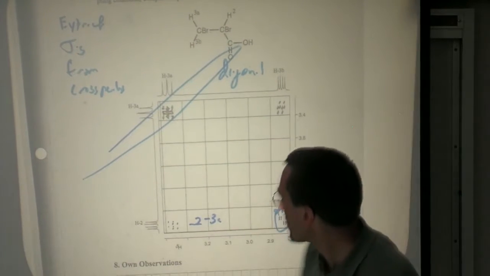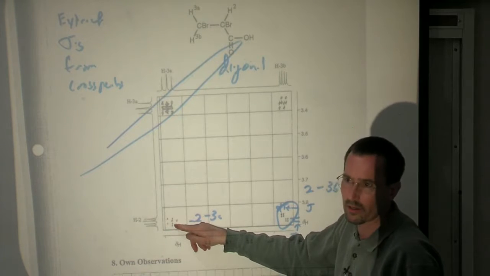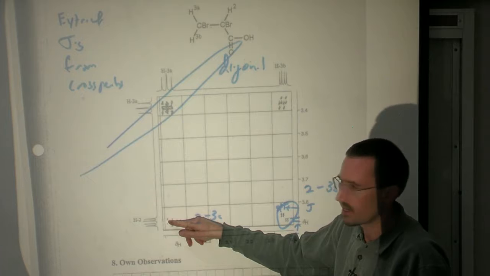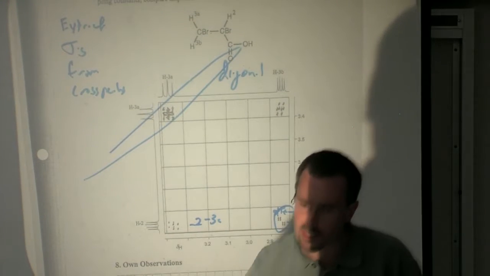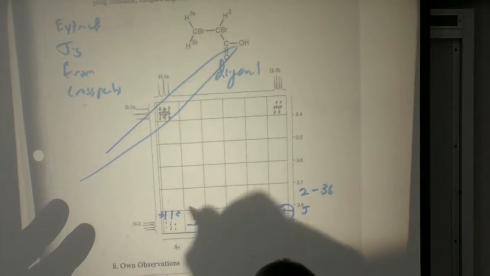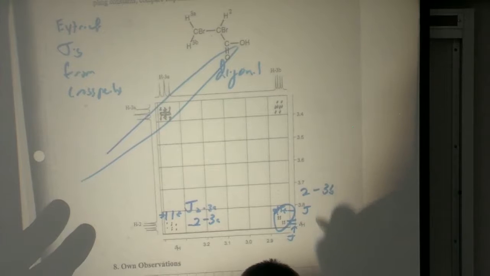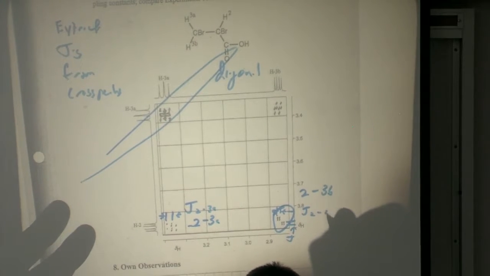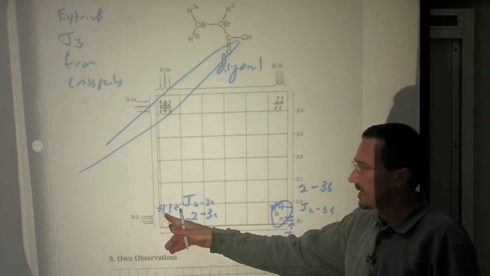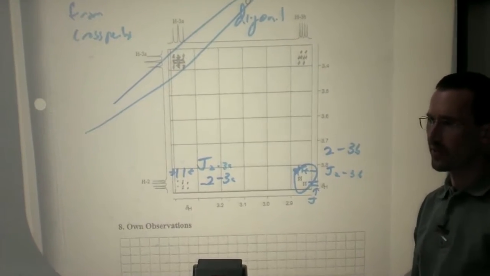And initially it's confusing until you look and you say, oh yeah, I see 1 square here and 1 square here. Do you see that? And again, it's the distances in the squares. So it's this distance that's the J for 2 to 3A. This was the J for 2 to 3B. So you can extract very easily the J's between different protons from this type of experiment.